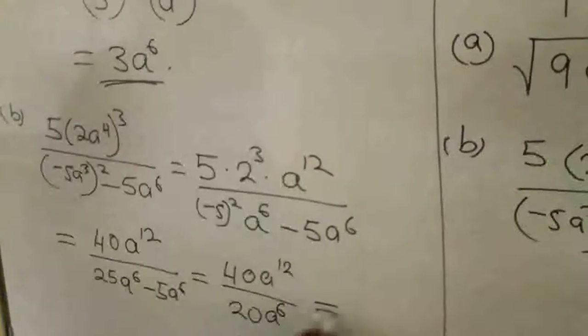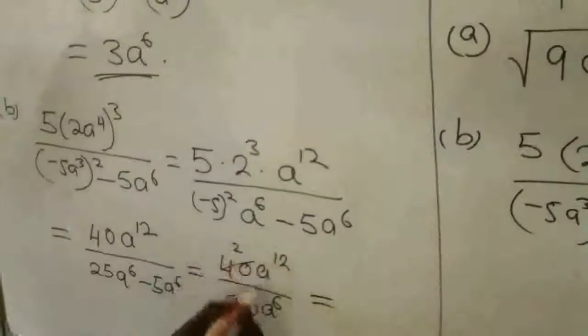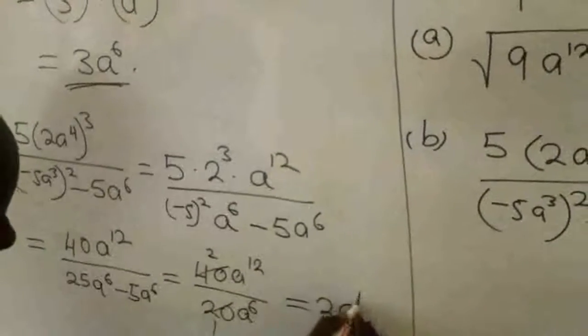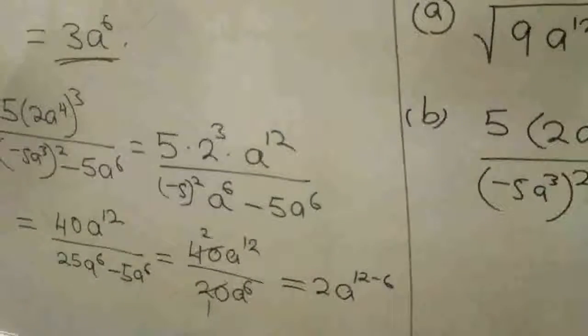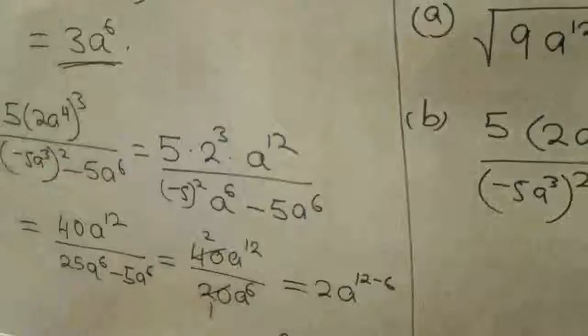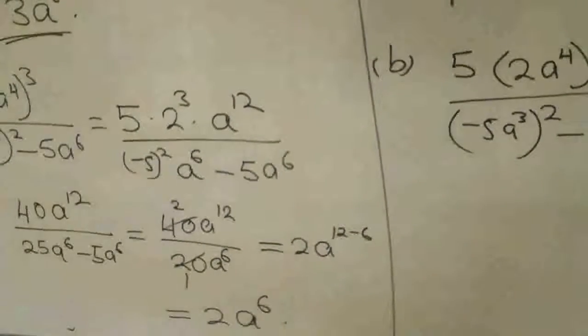So now we can divide 40 by 20, and then we subtract the powers. This is 2a power 12 minus 6. Remember, when we are dividing, we subtract the powers, and the answer now becomes 2a power 6. That is our first example.